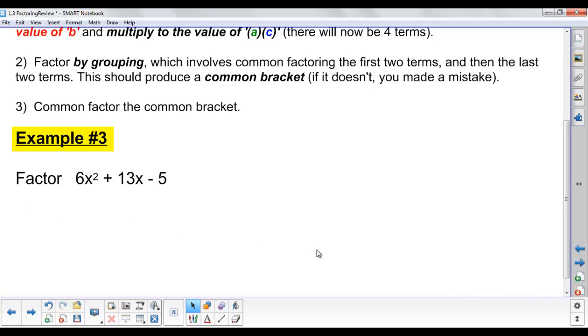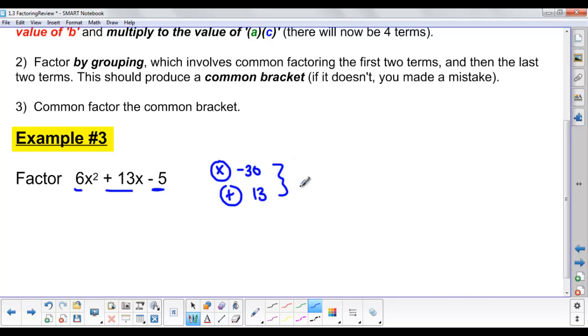Okay, so we want to factor 6x squared plus 13x minus 5. As above, we need to multiply our a value and our c value together. So we want to find two numbers that multiply to negative 30 and still add to the middle term, so add to positive 13. These two numbers are 15 and negative 2.